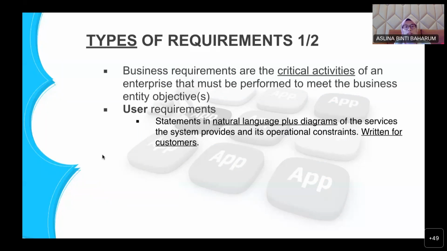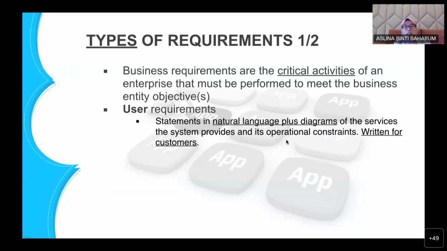One of the types is the user requirement. A user requirement is a statement written in natural language plus diagrams for the visual, of the services the system provides and its operational constraints.